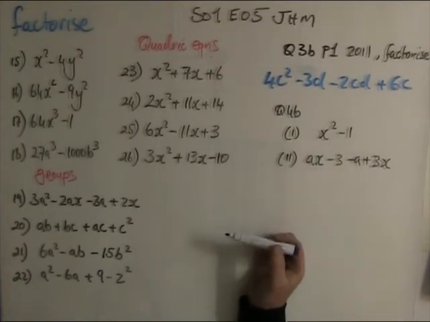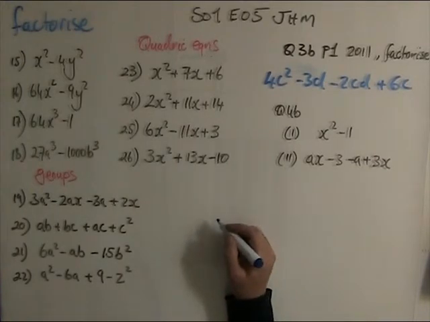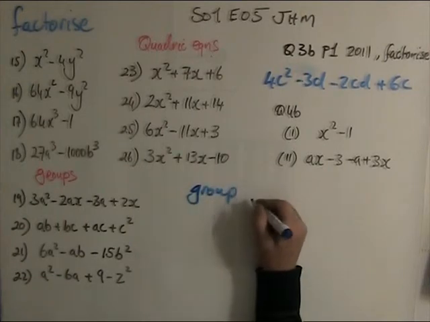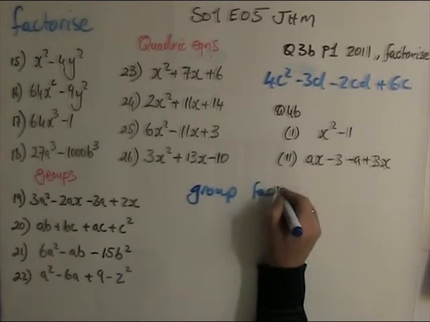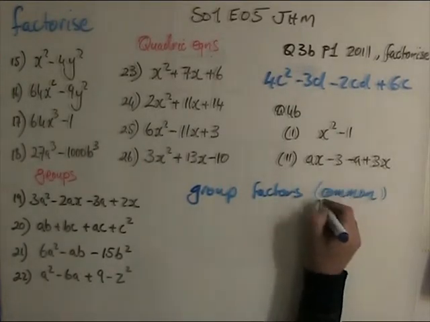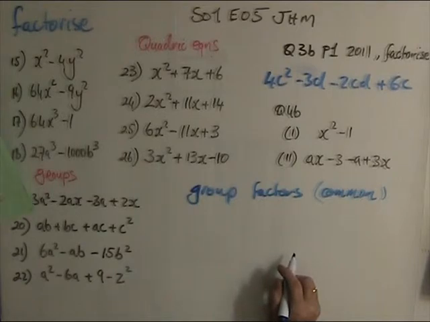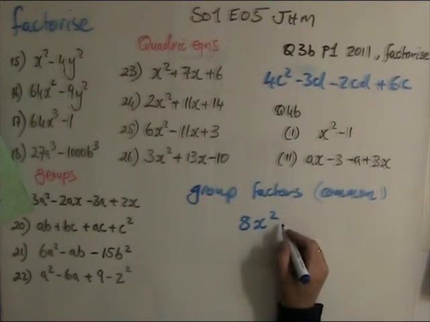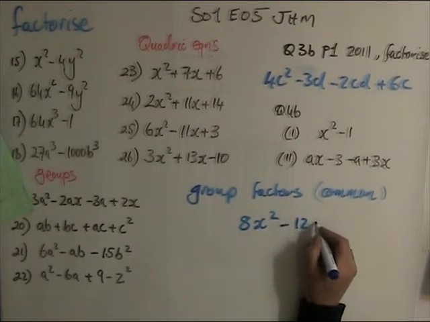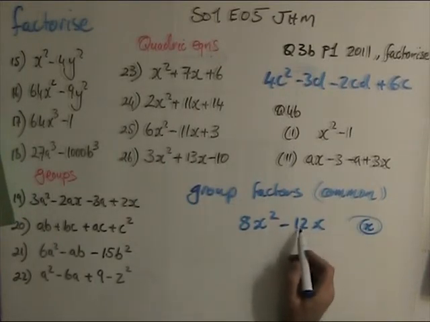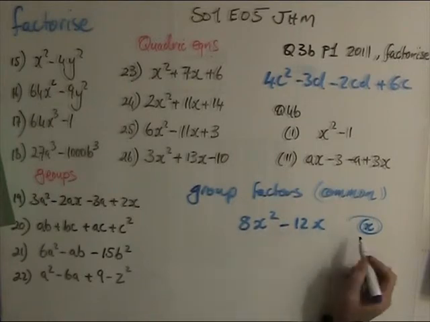Okay, let's have a look at a group. Groups are known as common group factors. They would have something in common, and when they have something in common, you can simplify the equation and hopefully solve it. For example, 8x squared minus 12x. Now what's the common factor there? x, it's in both of them, and also 4. So it's 4x.